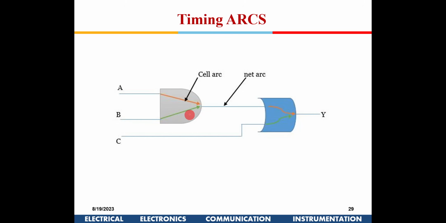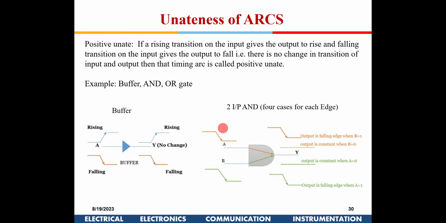So these are known as timing arcs. This is a 2-input NAND gate. If A is changing here in this path, this could have a different delay, and this path could have a different delay. Okay, that is also possible. This is a net arc here, so it's a single net, so there is a single arc there, right? And these are some definitions.